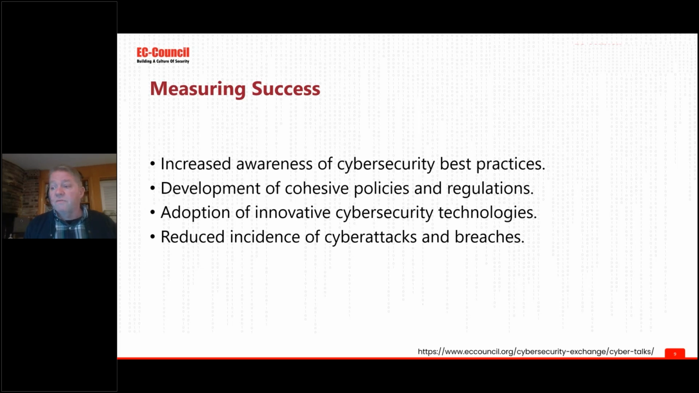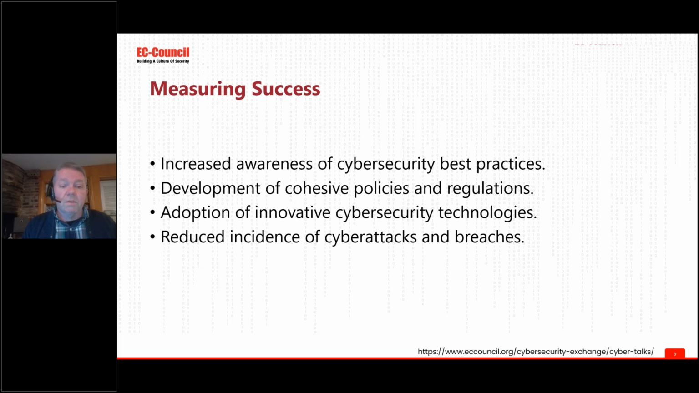We can collaborate to develop cohesive policies and regulations. When we look at policies and regulations, we as cybersecurity professionals often don't discuss this with folks that are outside of our profession or outside of our department. But the problem is we need to talk about it and we need to discuss it, and we need to work with other departments if you're talking internally, or other organizations if you're talking externally, to develop policies that meet the needs that we are looking for.